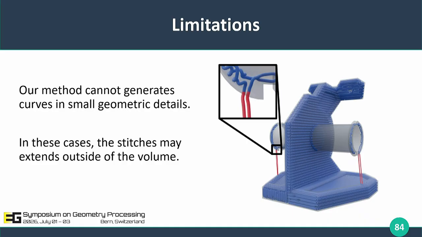So a few final words on the limitations of our method. First, it should be noted that in the robustness experiment, our algorithm fails to fully fill the volume of solids with really fine geometric details. In such cases, the stitches may also extend outside of the solid, shown here in red. In future work, it might be possible to use geodesic paths for the stitching to address this limitation, but at a big cost in performance.